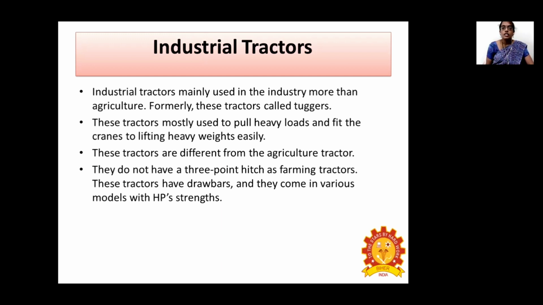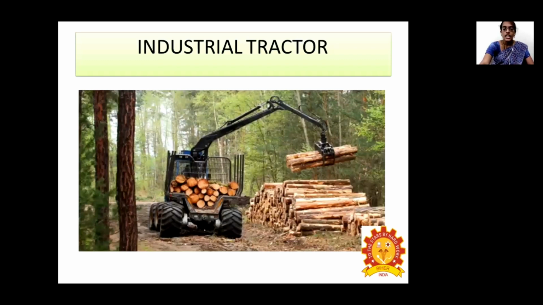They are different from agricultural tractors because they don't have a 3-point linkage mechanism, and they have drawbars. They come in various models and various HP. So based on our requirement, we can purchase these industrial tractors. If you want to lift heavier weights, you can go for a higher HP. So based on our requirement, we can choose these industrial tractors based on capacity. And this one is an industrial tractor.